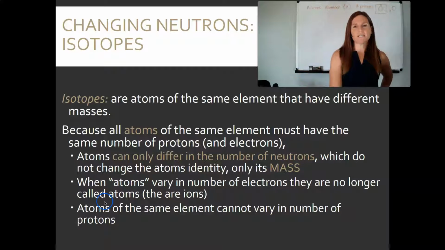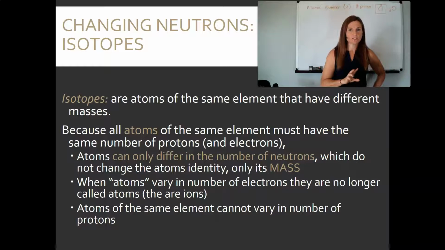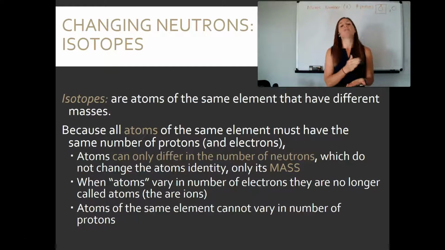Just in case you're keeping track, atoms can vary in their number of electrons, but we don't call them atoms. If they vary in the number of electrons they have, we call them ions. So when I say atoms have to have the same number of protons and electrons, that's because if we varied the number of electrons, we don't call it an atom anymore. It's a syntax thing, a word usage thing. If they've changed their number of electrons, then we would call it an ion. And of course, atoms of the same element can't vary in their number of protons, because the number of protons is how they are established.